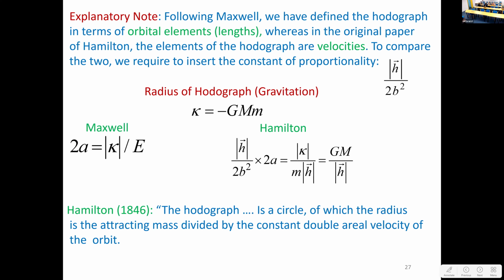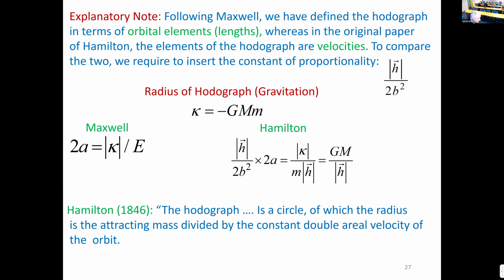Now, what is the link between the two approaches? Following Maxwell, we've defined it in terms of orbital elements. So our hodograph consists of lengths, but in Hamilton's, it consists of velocities. You see, in Maxwell's approach, we work with lengths proportional to velocity, and the constant is this h divided by 2b squared. And if we want to compare the two, we've got to put in the constant of proportionality.